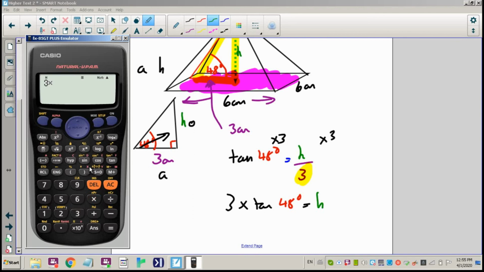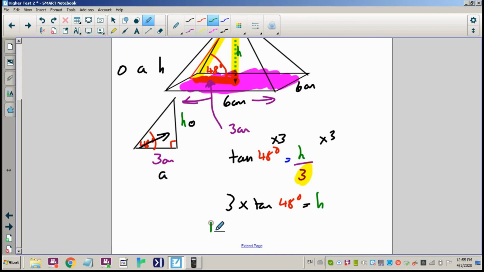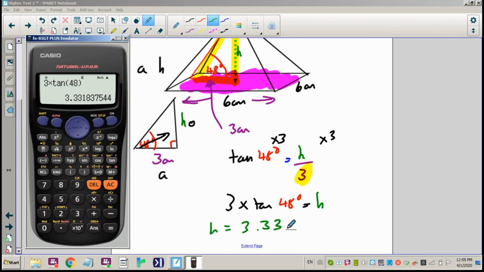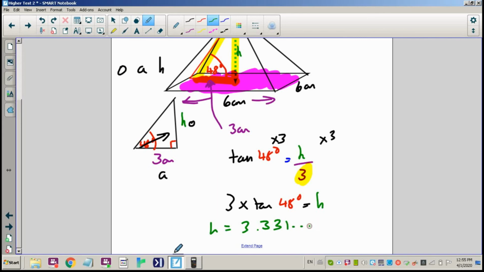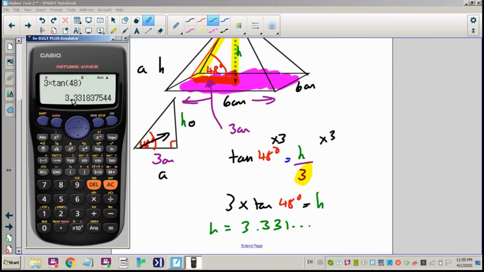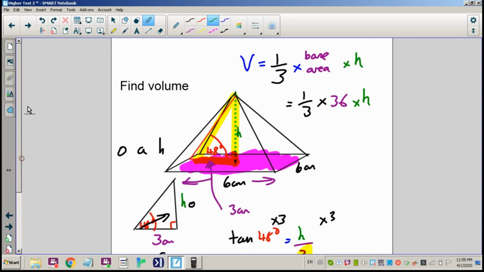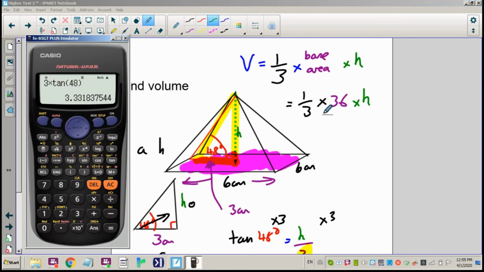And then get that calculator out. 3 times tan 48 equals 3.33 and a few dots to show it goes on. And I'll tell you for why. Because if I start rounding it, I'm going to get a less accurate answer. So I'm going to leave this number here on my calculator, so I don't have to type it in again. And let's go back to the original problem.